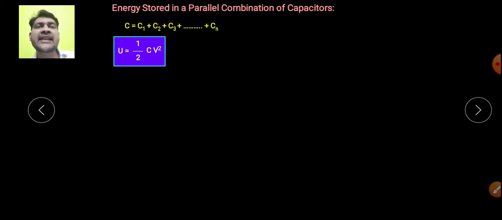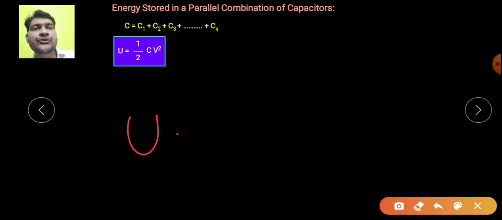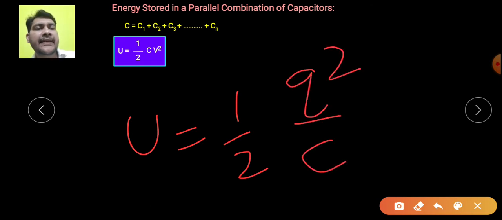Dear students, why are we taking this expression only? Earlier in the previous derivation, we wrote the total energy stored on the combination as half Q square by C, expressed in terms of Q. But now, in case of parallel combination, we are expressing total energy stored as half CV square. Why is there a difference between the two relations?